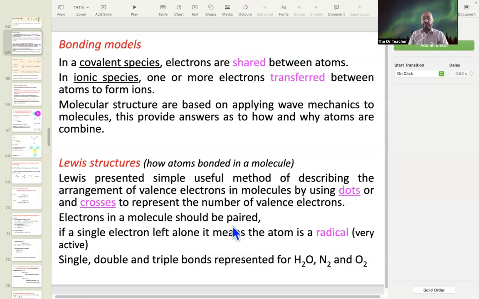Electrons in a molecule should be paired. If a single electron is left alone, it means the atom is a radical, very active. So when there is a single electron left over by an atom or a molecule, that atom or molecule becomes a radical. Radical means very active and unstable. Single, double, and triple bonds are represented for H2O, nitrogen gas, and oxygen gas.